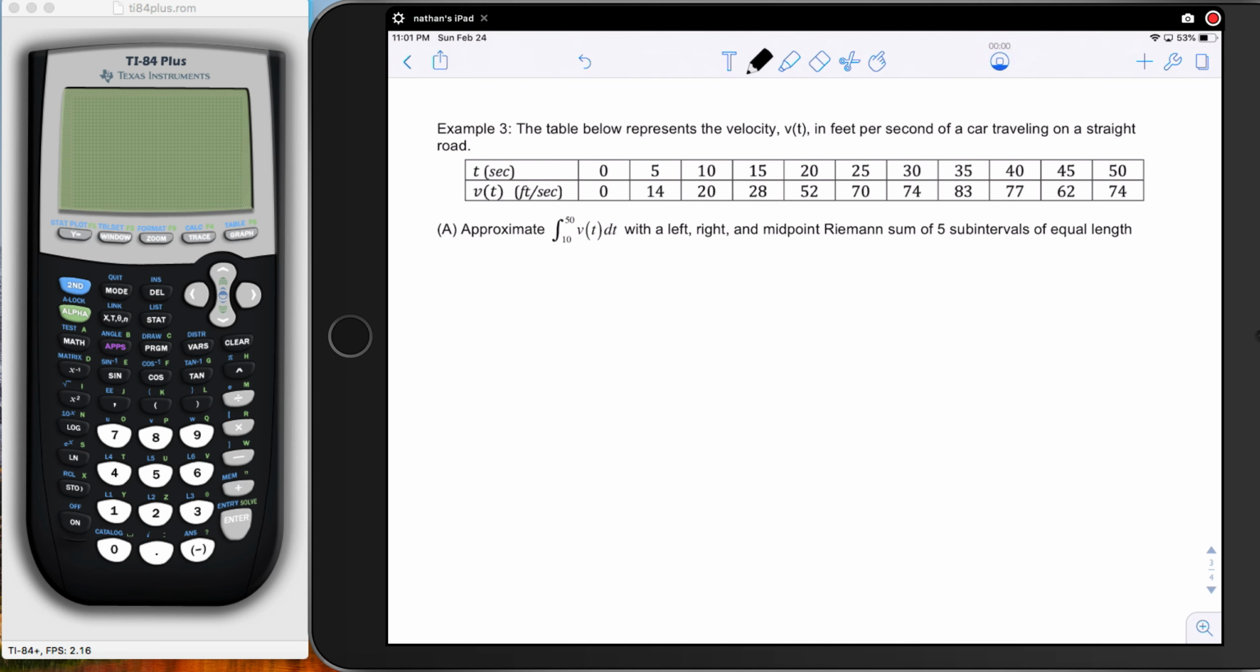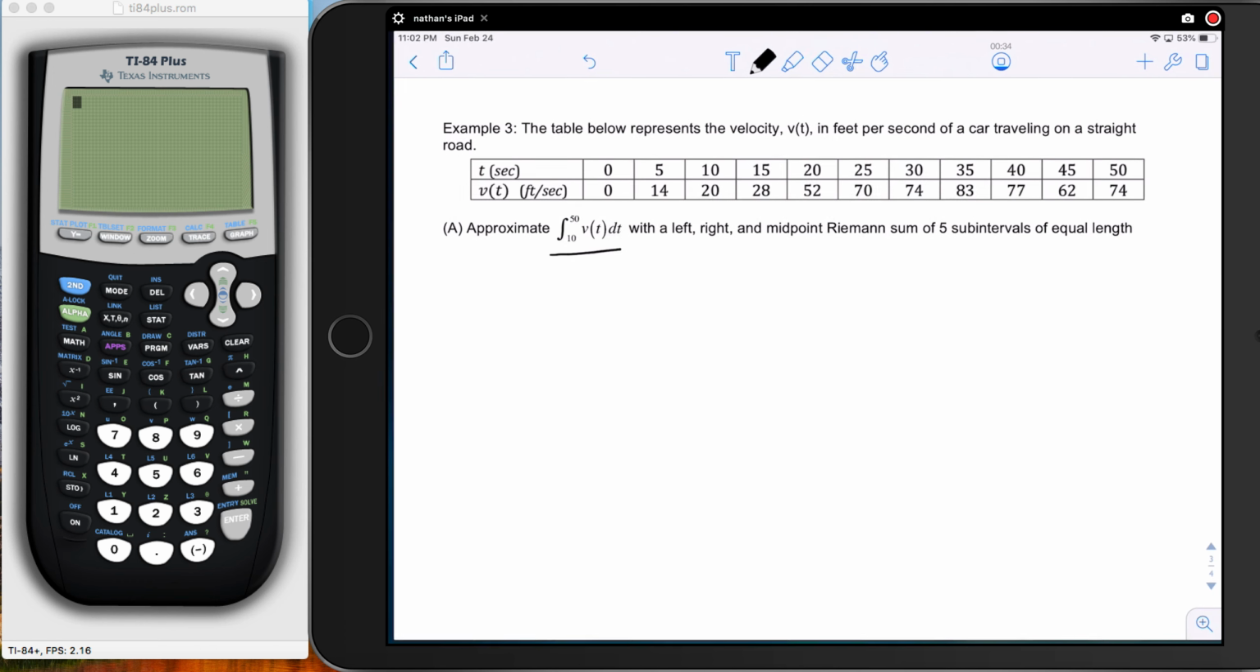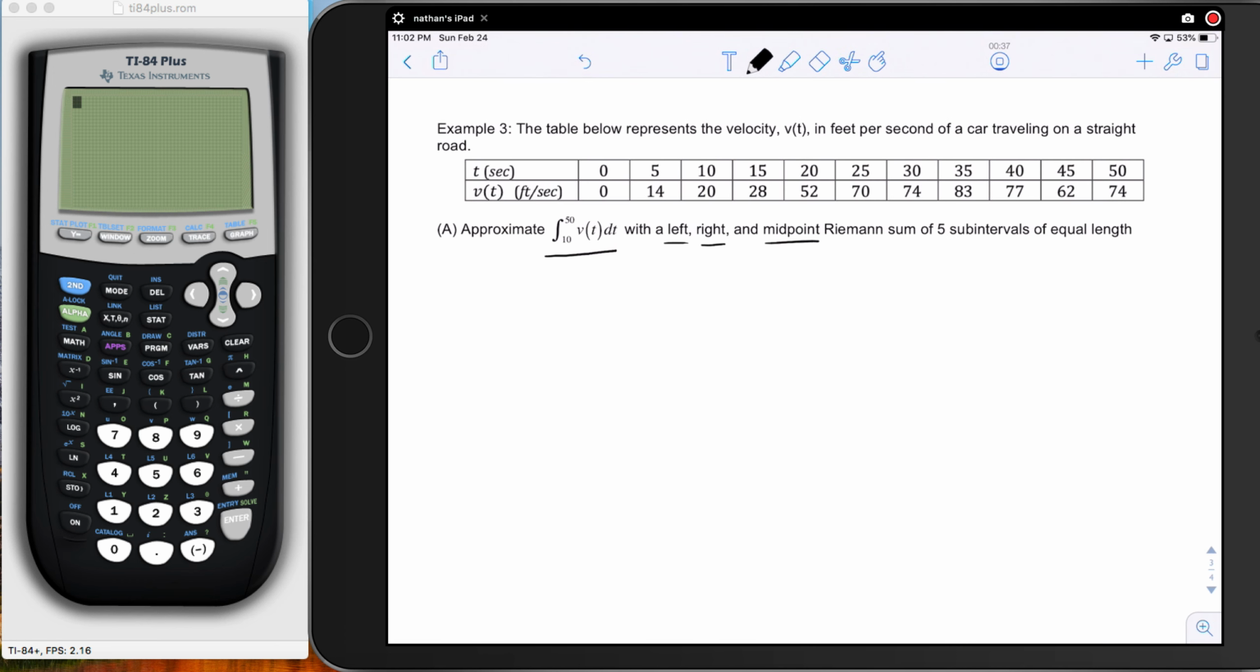Alright, let's look at example 3. In this problem, you're not given a function, but you're just given data points in a specific context. We see a table below representing the velocity, v of t, in feet per second of a car traveling on a straight road. And it's asking us to approximate the integral from 10 to 50 of v of t dt with a left, right, and midpoint Riemann sum of 5 subintervals of equal length.